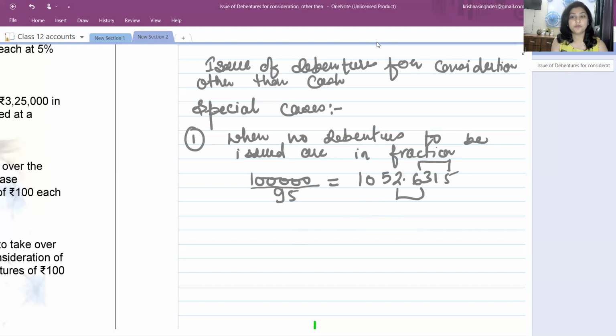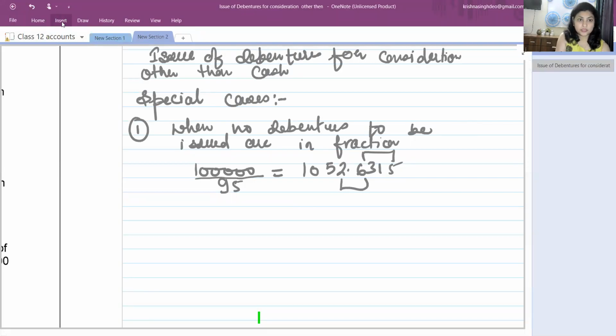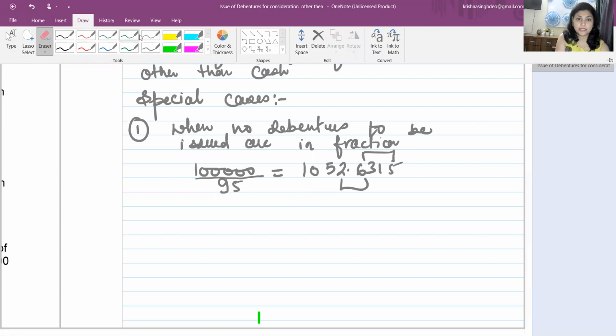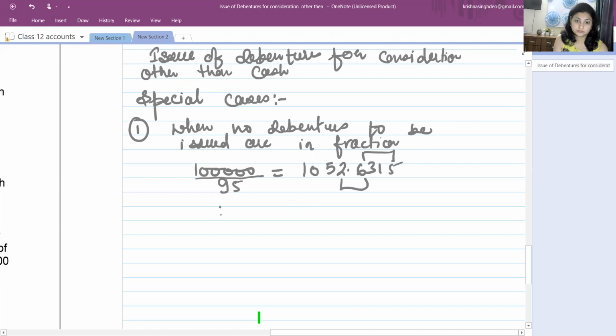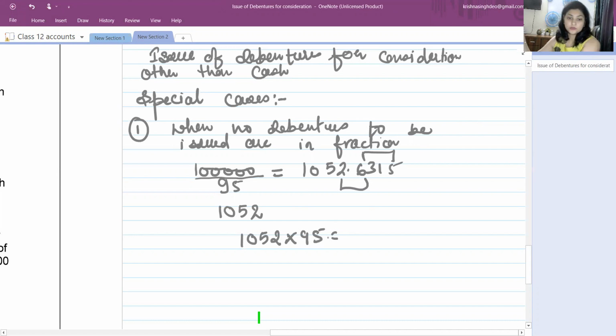In that case, how are we going to pass the entries? Because our debit and credit has to tally. So what we'll do is round this off. We will pass the entries for 1052 debentures. Now, if I have 1052 debentures to be issued, then 1052 multiplied by the issue price of the debenture, 95, my amount is coming to 99,940.